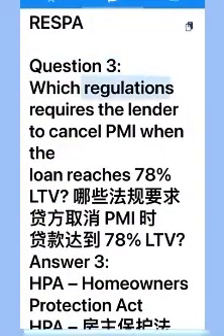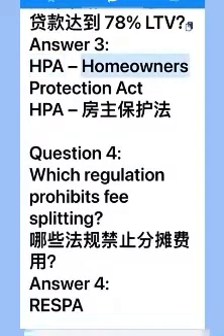Question 3. Which regulation requires the lender to cancel PMI when the loan reaches 78% LTV? Answer 3. HPA, Homeowners Protection Act.